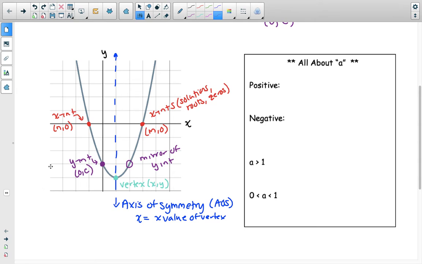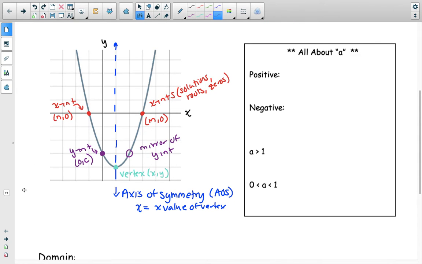So that we can graph this as nicely as possible, we always want to try to get 5 points to make the graph accurate. So the 5 points are your 2 x-intercepts, your vertex, your y-intercept, and your mirror of the y-intercept.